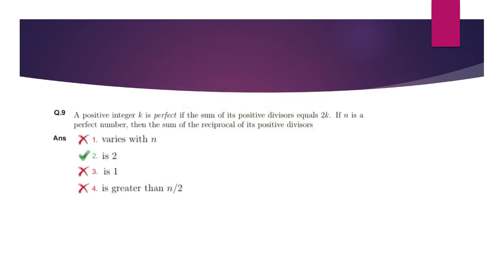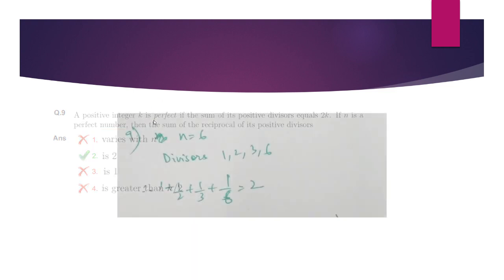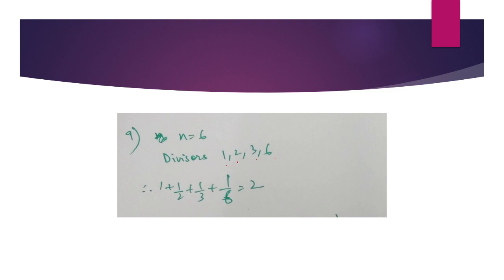The positive integer k is perfect if the sum of its positive divisors equals k. If n is a perfect number, then the sum of reciprocals of its positive divisors is? In such cases, it's normally advised to take a number of your choice. So I found that if k is equal to 6, the divisors are 1, 2, 3, and 6, whose sum is 6 plus 3, 9, 10, 11, 12. So it is 2 into k. So the sum of reciprocals is 2. Simple, easy peasy.